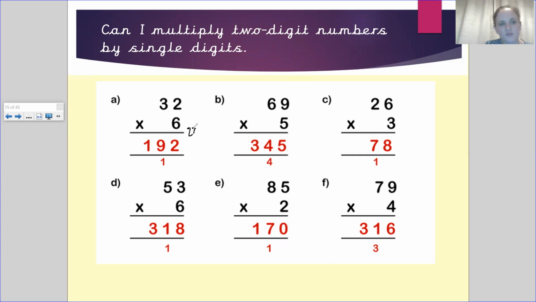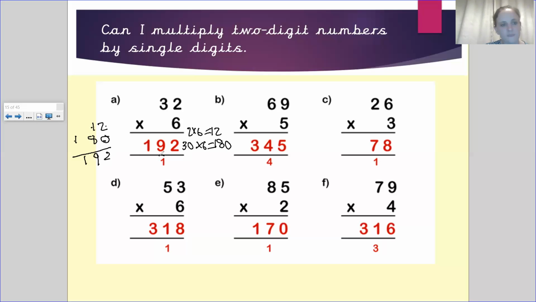So 2 times 6 gives me 12. And then I would do 30 times 6, which gives me 180. And I would have to add that together. So 12 plus 180, yep, that's correct. So 2 plus 0 is 2. 1 plus 8 is 9, and 1 would have been there, and that would have been our answer.